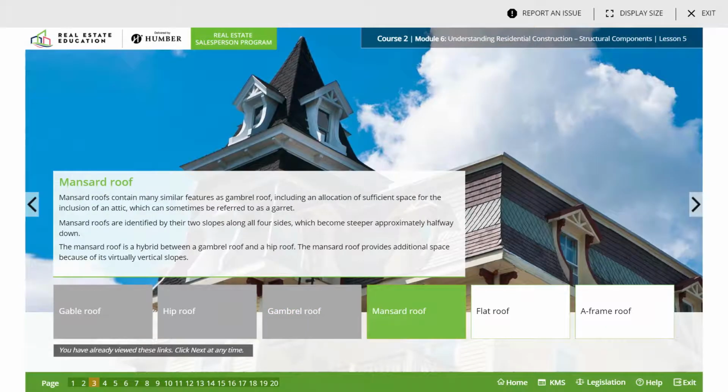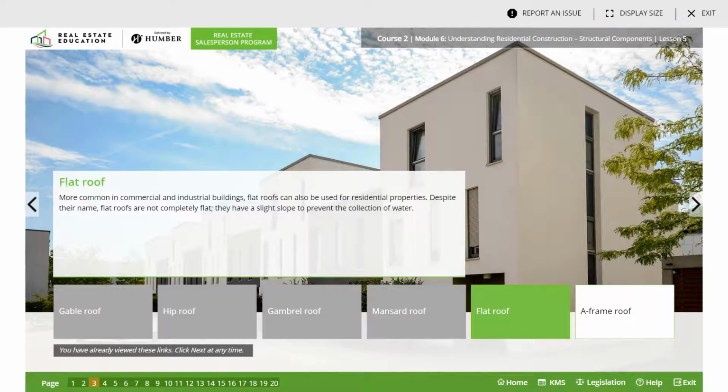Mansard roof has very similar features as a gambrel roof, including an allocation of sufficient space for the inclusion of an attic, which can sometimes be referred to as a garret. Then there's a flat roof, mostly used in commercial and industrial buildings. Flat roofs can also be used for residential purposes. Despite their name, flat roofs are not completely flat. They have a slight slope to prevent collection of water.